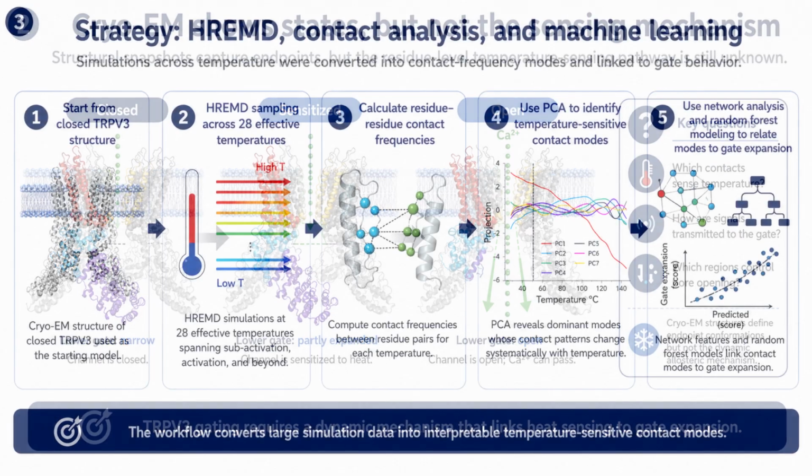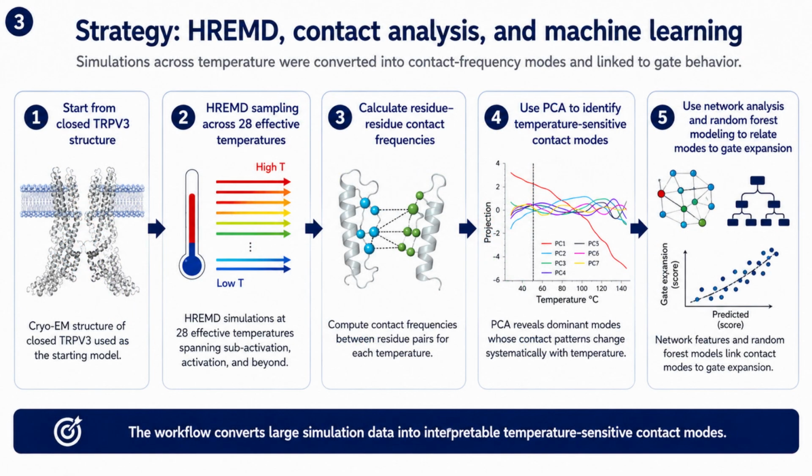To address this, we used Hamiltonian replica exchange molecular dynamics to sample TRPV3 across 28 effective temperatures. For each temperature, we calculated residue contact frequencies. Principal component analysis then separated these contacts into temperature-sensitive modes.